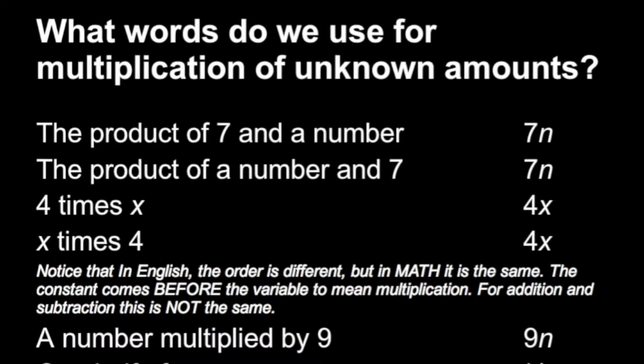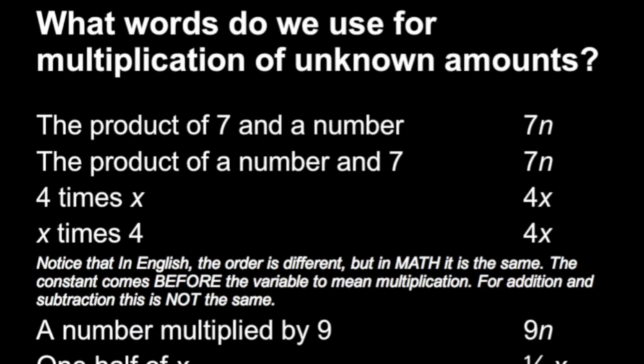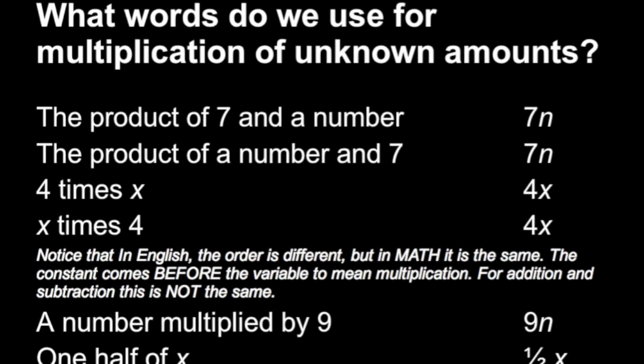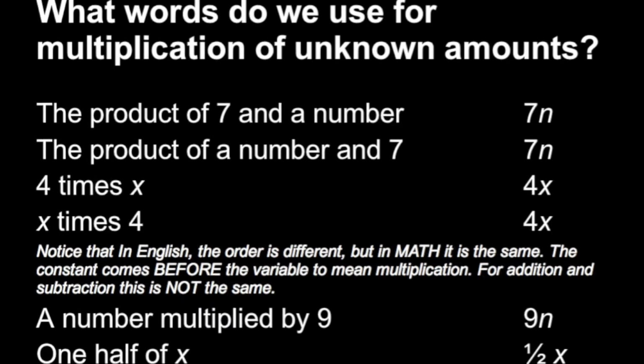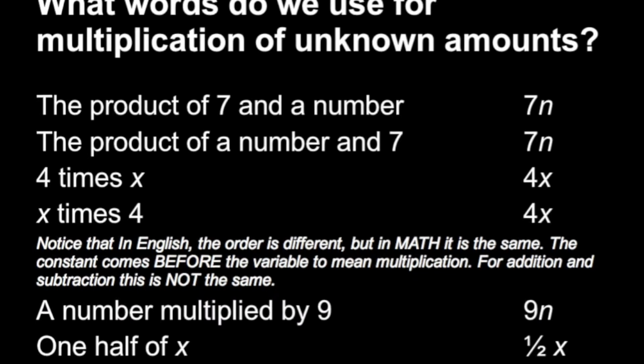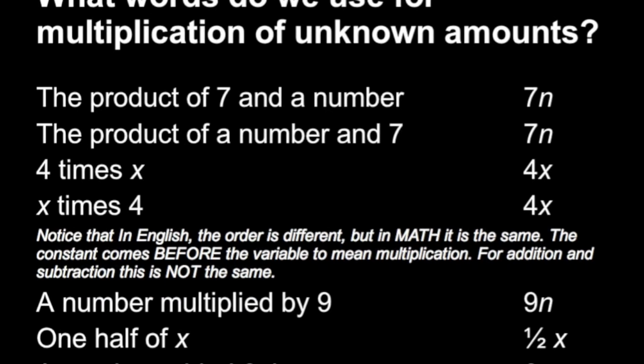What words do we use for multiplication of unknown amounts? The product of 7 and a number, 7n. The product of a number and 7, 7n. 4 times x, 4x. X times 4, 4x.